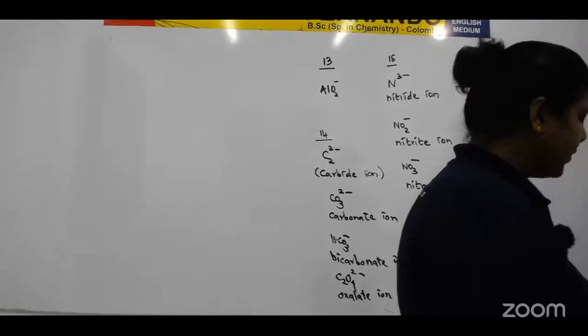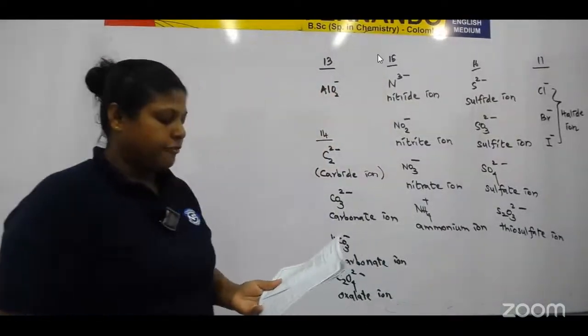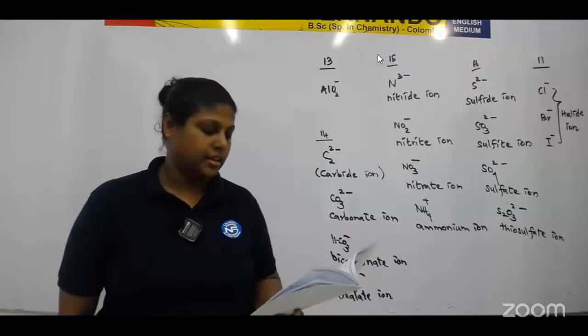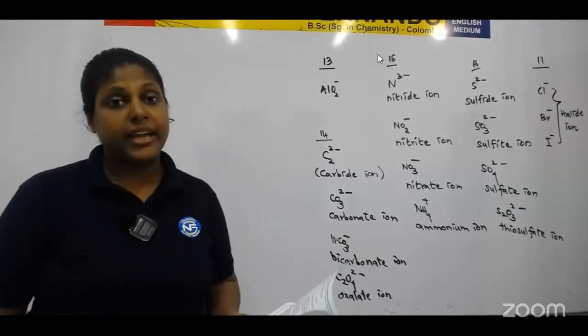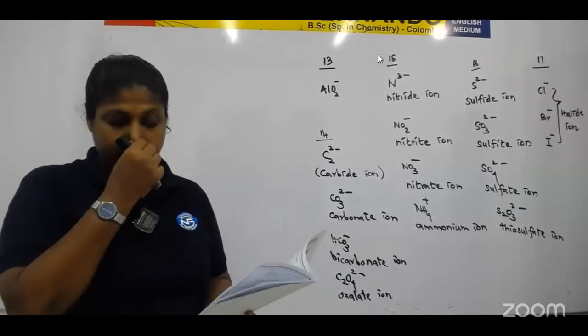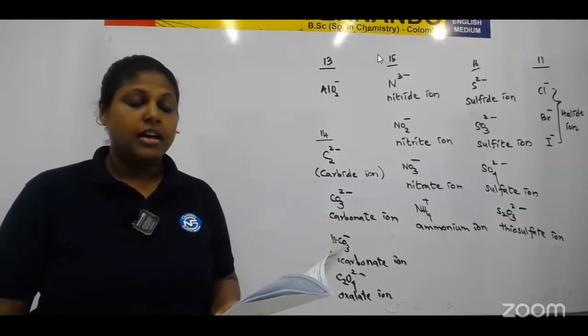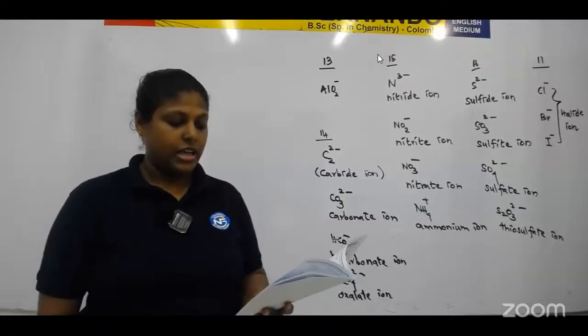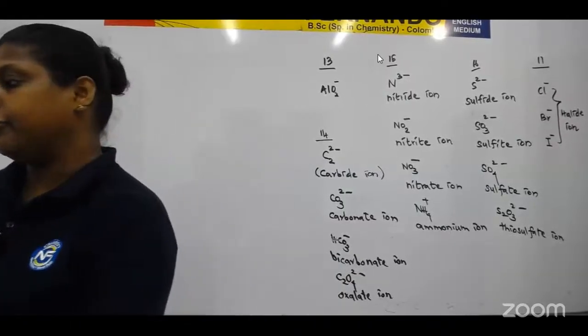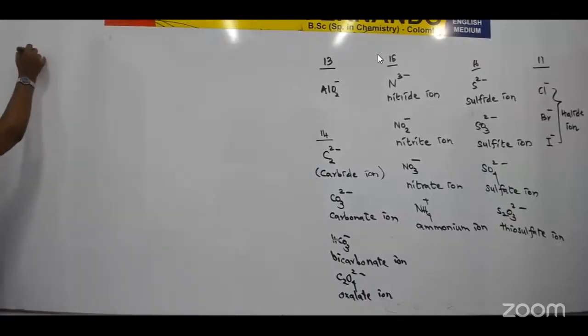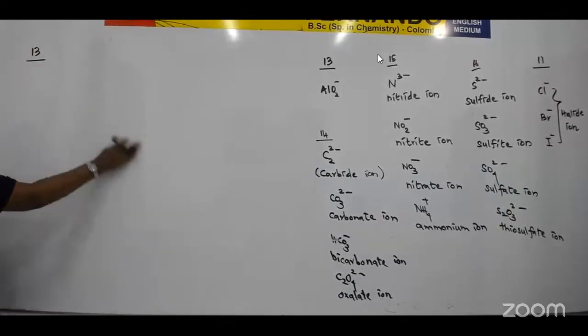Okay, Group 13. The first ion to be identified is aluminate ion. The test given here is diluted HCl aqueous, where a white precipitate of aluminium hydroxide forms. Look at the board. Group 13.